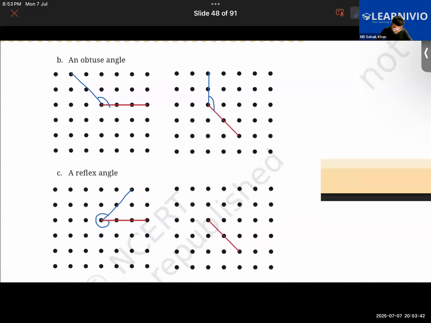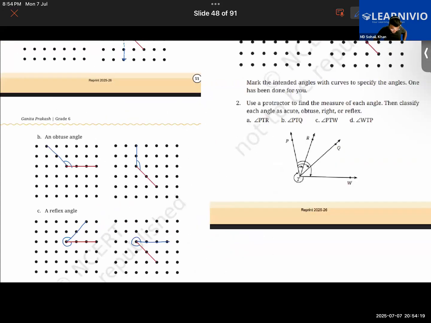Now in this one, should I take a line like this? Tell me. No, because that will make a straight angle. Exactly, a straight angle. How about I take a ray like this? Yes. Or what about this? We can, right? Because this will be the reflex angle now. Getting it?